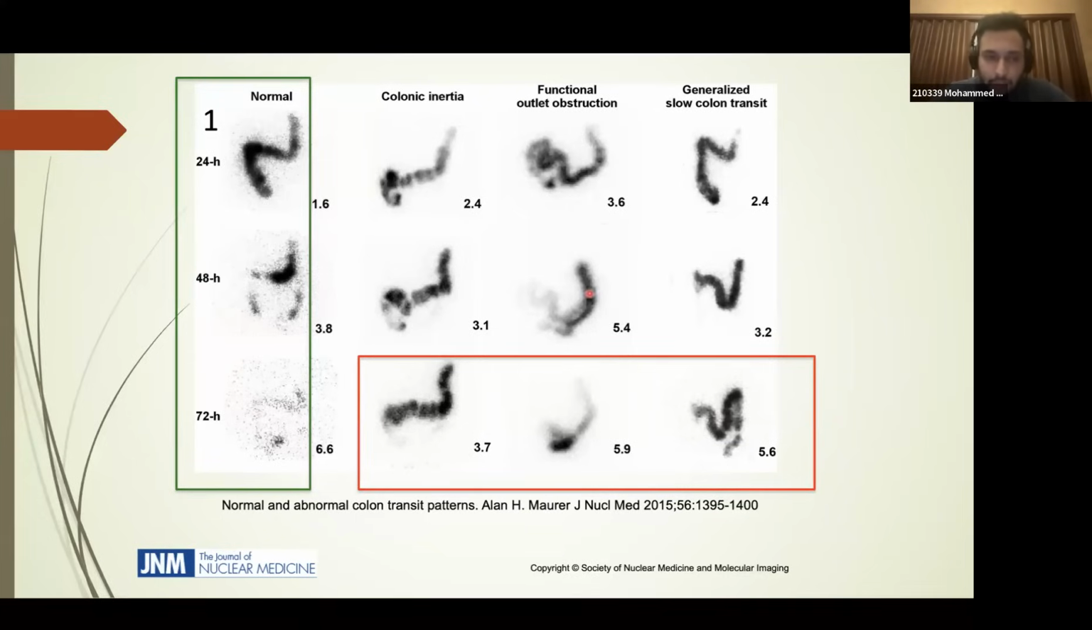Perfect. Well, that's basically this. You need to tell the difference between the pictures, and hopefully, if you followed me, you can tell the difference between normal, colonic inertia, functional outlet obstruction, and generalized slow transit. With colonic inertia, again, it's not functional. However, with slow colon transit, from the name, it's just slow. That's why it just takes more than 72 hours for it all to go out. All of these will cause constipation, or are causes of constipation.